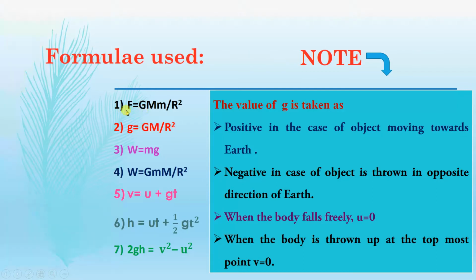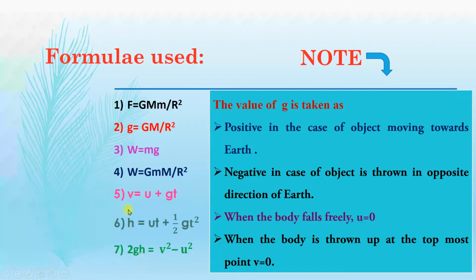As these terms are written, F is gravitational force, G is gravitational constant, m1 and m2 are the masses of the two objects between which we are calculating the gravitational force, and r is the distance between them. Small g is the acceleration due to gravity. Third is weight of object, W can be written as m into g, and by combining the second and third formula, the weight can be written as G M m upon r square.